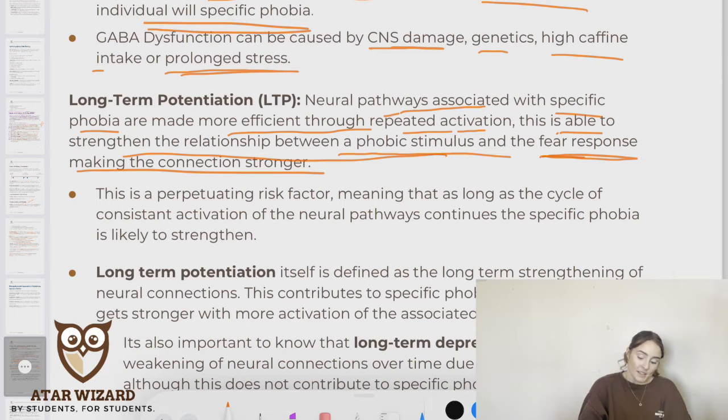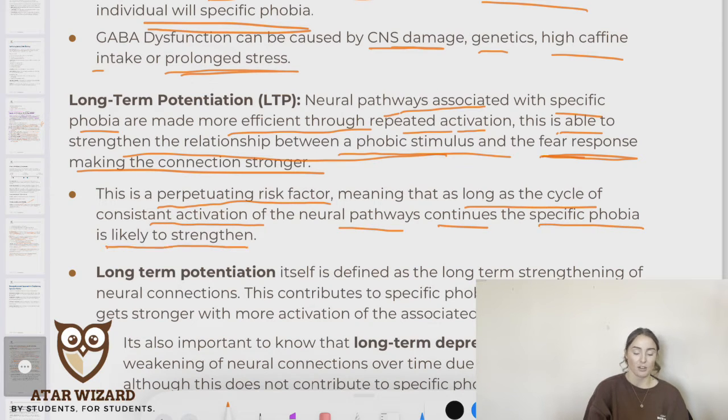Now, this is a perpetuating risk factor, meaning that as long as the cycle of consistent activation of the neural pathways continues, the specific phobia is likely to strengthen. So if nothing interrupts this cycle of long-term potentiation, then the activation is going to continue to get stronger and the specific phobia is likely to strengthen.